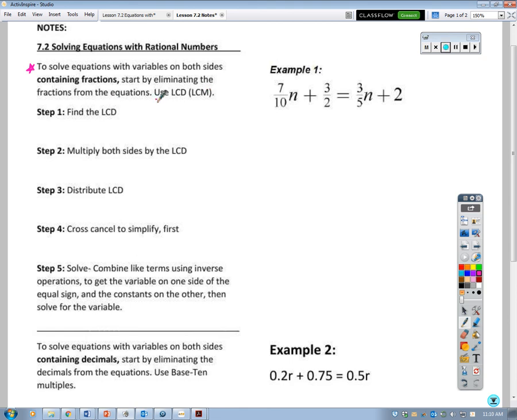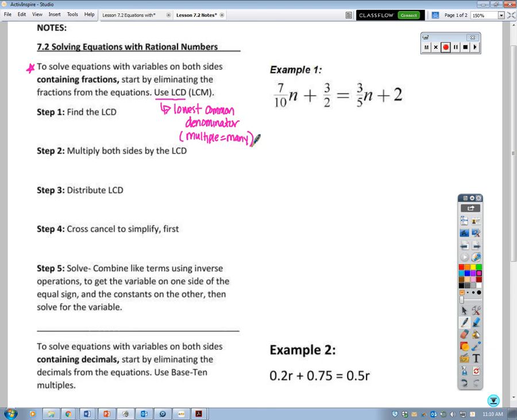We're going to use the LCD. The LCD, if you remember, is our lowest common denominator, or least common denominator. And we can remember that this is the same as our least common multiple or lowest common multiple. And remember that multiples are many of that number. Factors are fewer, multiples are many.